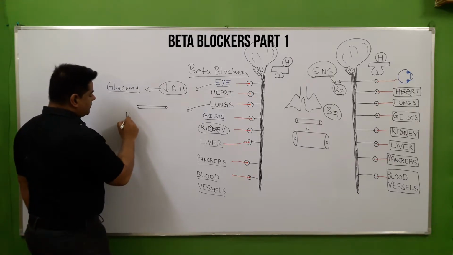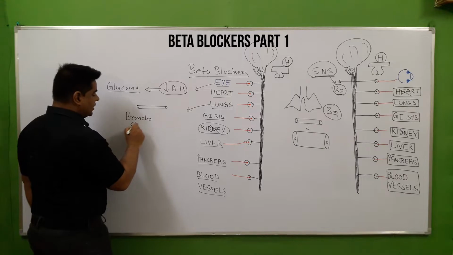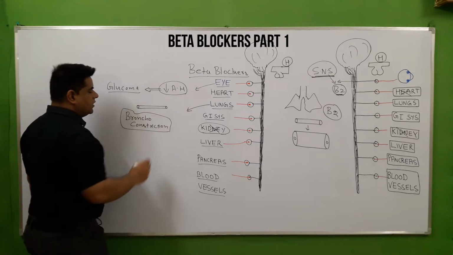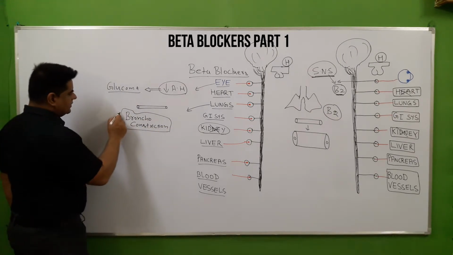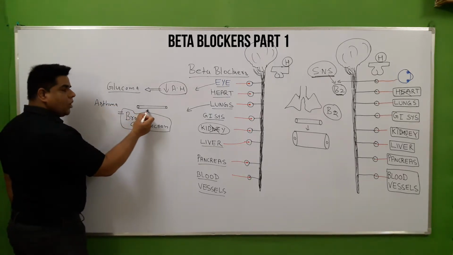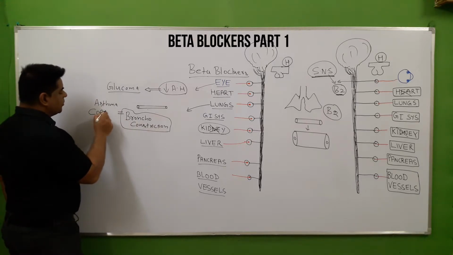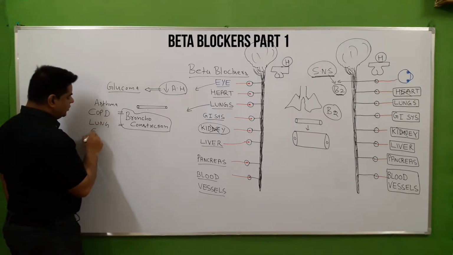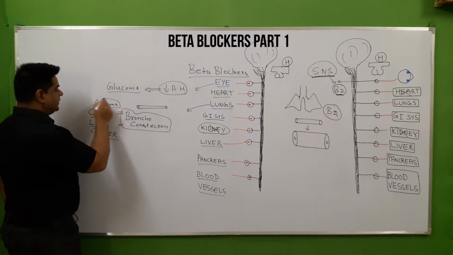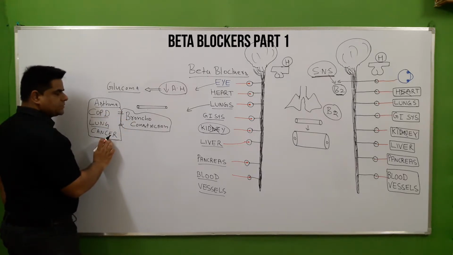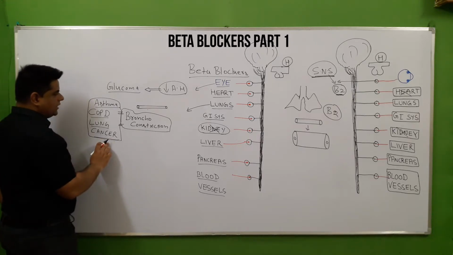So we can say bronchoconstriction. Yes, bronchoconstriction. The bronchioles will tighten up. Do you think it is good for a patient with asthma who is already having constricted bronchioles? Is it good for a patient with COPD? Is it good for a patient with lung cancer? No, absolutely not. So keep in mind that these beta blocker drugs are contraindicated in these patients. My dear students, these are contraindicated.